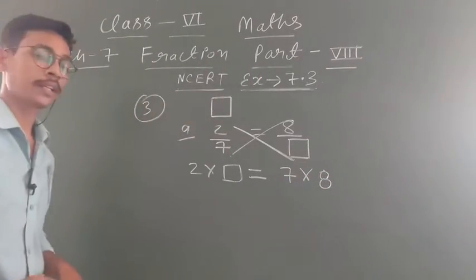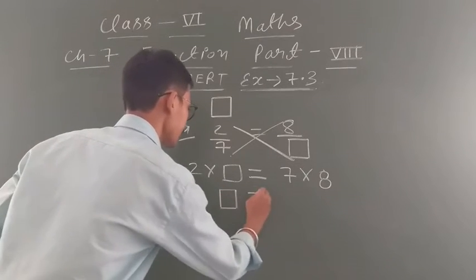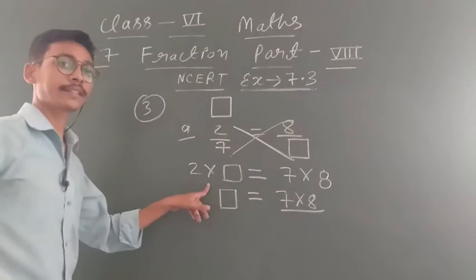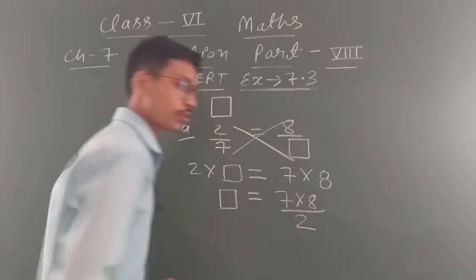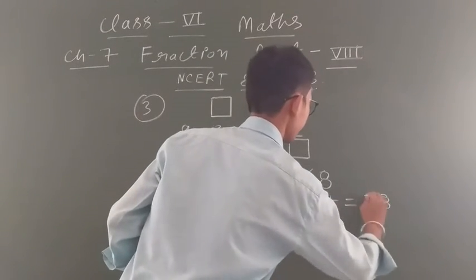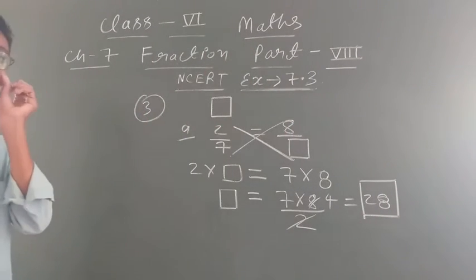Okay, students? Now you have to find out the value of box. So you will write down box equal to 7 multiplied by 8, divided by 2. You know that multiply, when it comes to this side, becomes divide. So 2 fours are 8. The answer is 28. So this is our first method.